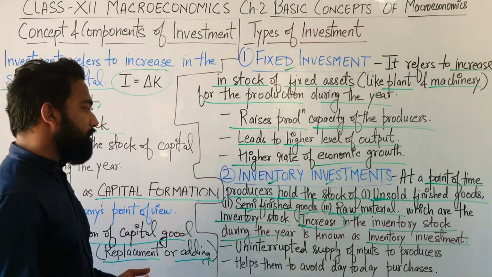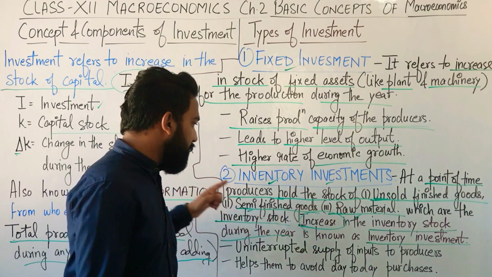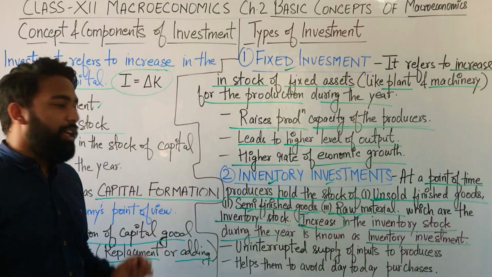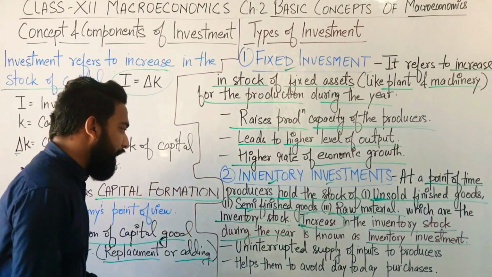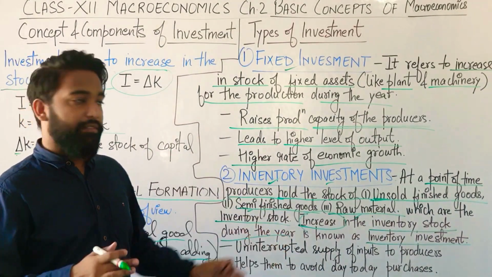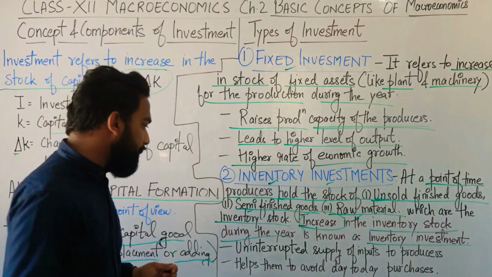You understood what is inventory stock? Obviously, unsold finished goods, semi-finished goods, raw material. Those are the inventory stock. Now, if there is an increase in the inventory stock, then it is known as inventory investments. I think we are very clear with this. Now, why inventory investments are used? Why they are important to us?